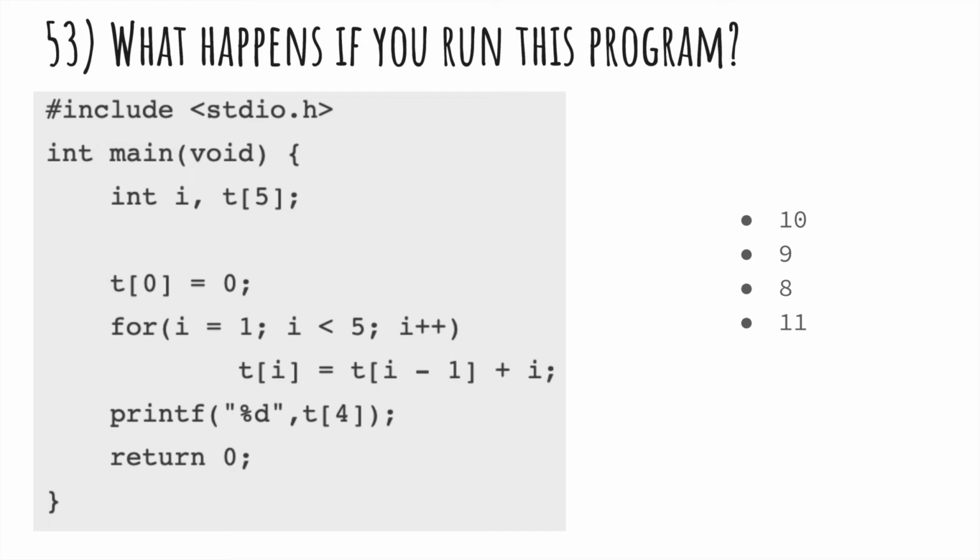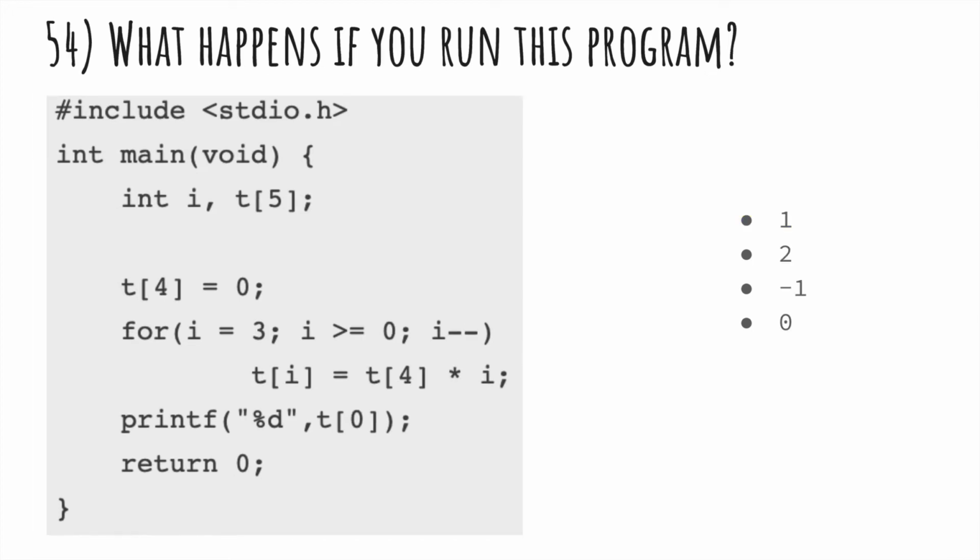And we output 10, and that's our answer. How about this program? T of 4 is 0. I is equal to 3. Well, I is greater than or equal to 0, we'll subtract 1 from I.